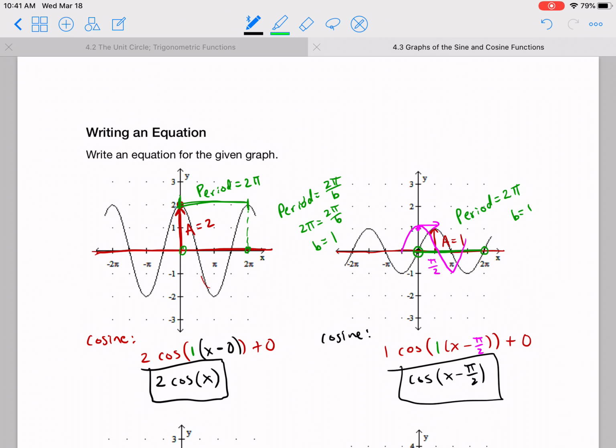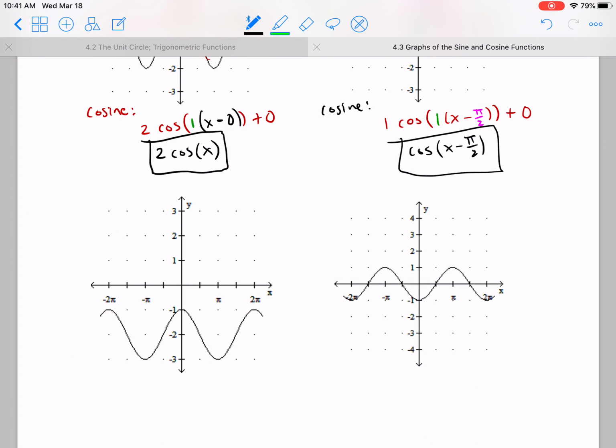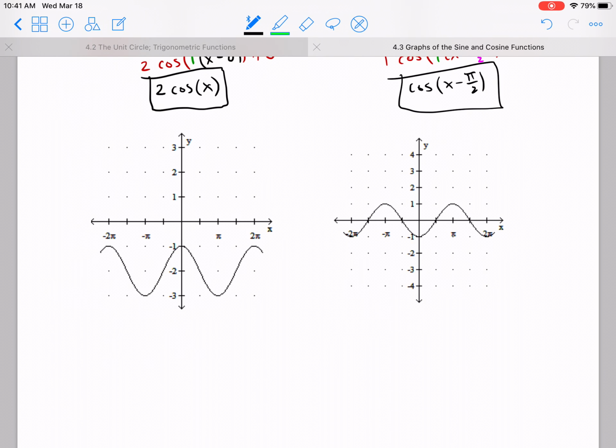All we had to do is just shift it horizontally, and we can basically swap back and forth between the two of them. All right, let's take a look at one more, and then I'm going to leave the last ones for you to try. So let's actually go ahead and make a sine graph out of this one. So here, let's make a sine graph. All right, because you might be asked to.